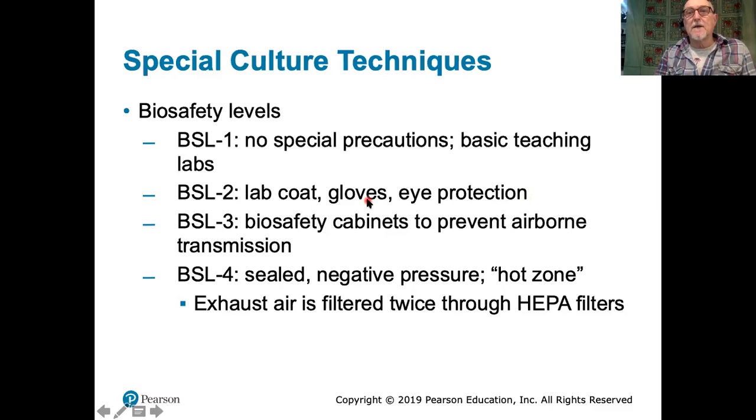In addition to that, the behavior of people in the lab is stressed. You stress disinfection of bench tops, for example, before and after use, disinfection of the hands before and after a lab, and all of these kind of common sense precautions.